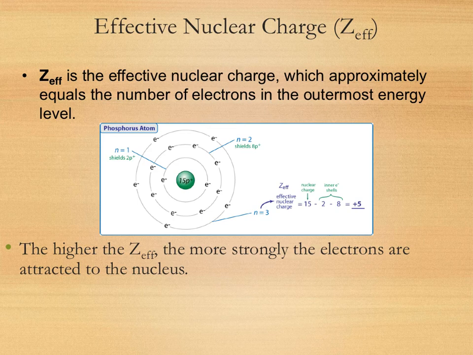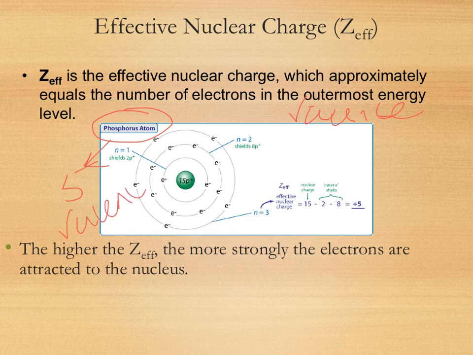Effective nuclear charge is approximately equal to the valence electrons an element has. So to be a little bit more specific, let's imagine we were talking about a phosphorus atom. Phosphorus is in group 5A, so it has 5 valence electrons, and so its effective nuclear charge would approximately be 5.